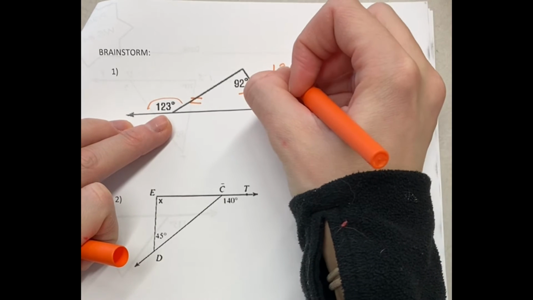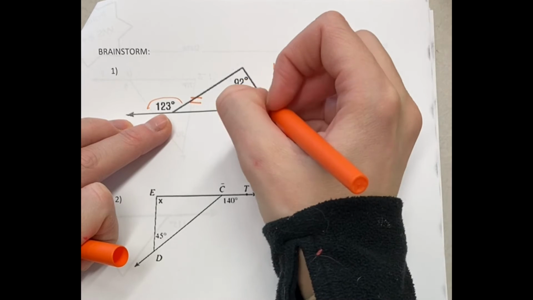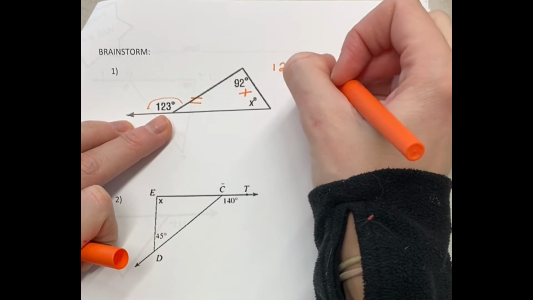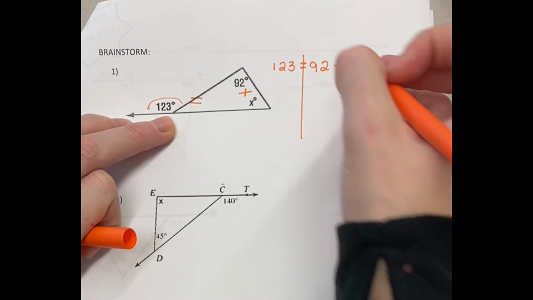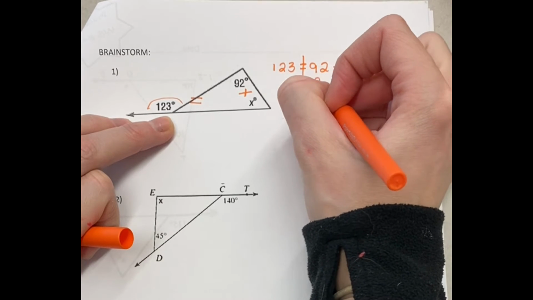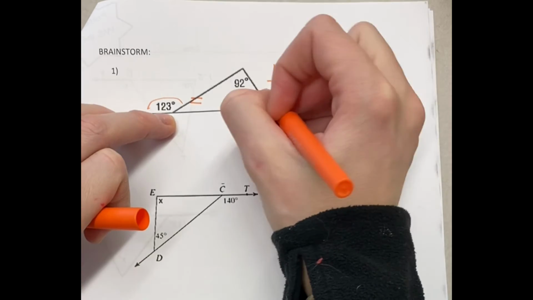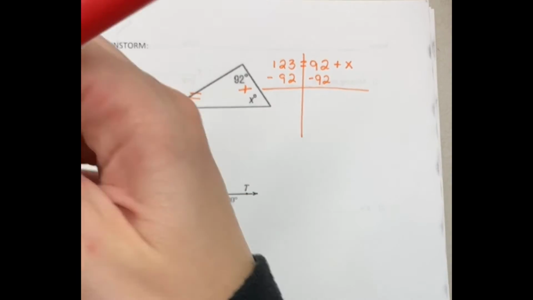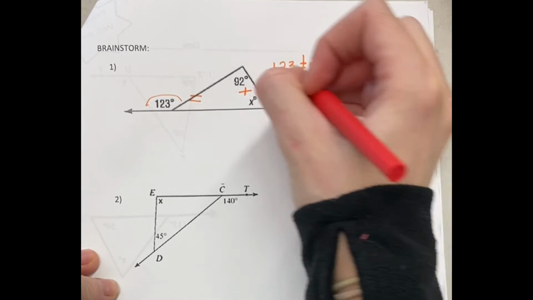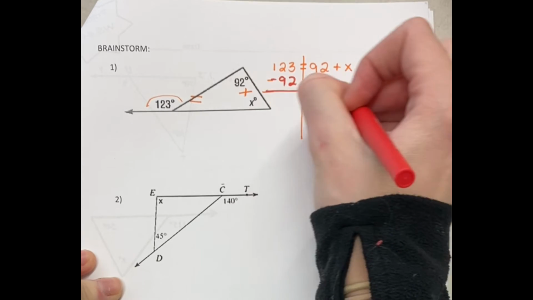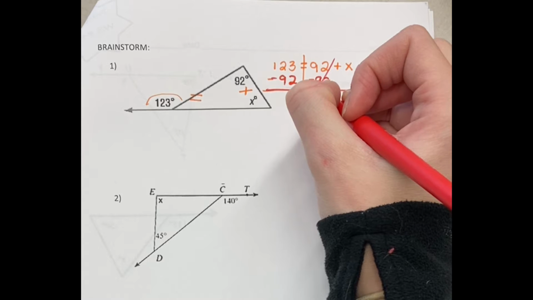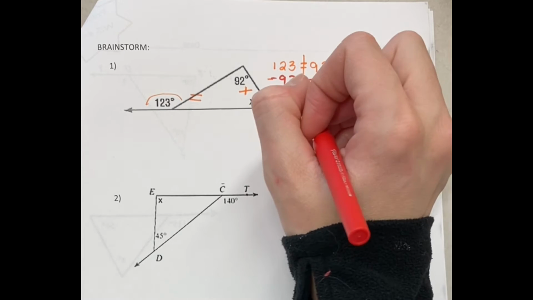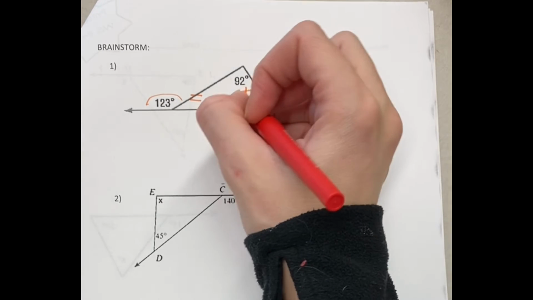So if I look here, my exterior angle is equal to the sum of the interior angles. So my exterior angle, 123, is equal to the sum of those two interior. So 92 plus x. We need to solve for x here, so I need to subtract 92 on each side to get it away from the x. And I end up with x equals 31 degrees.